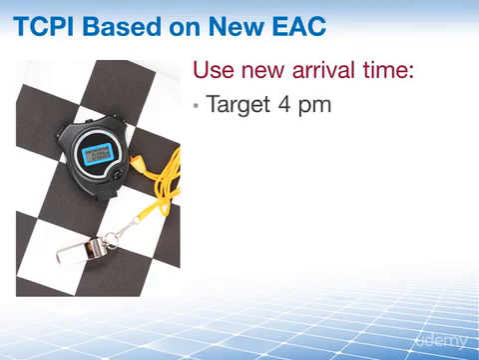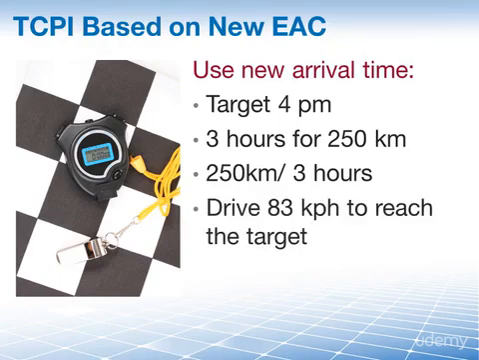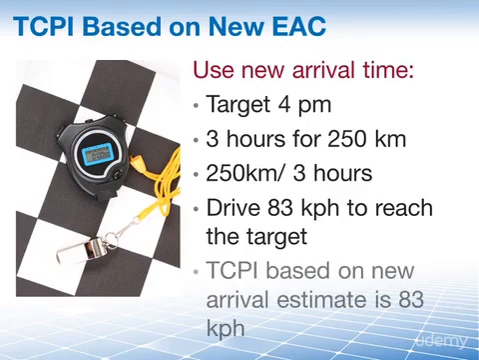So your calculation now looks like this. You're targeting a 4 o'clock arrival. This means you now have 3 hours left to cover the remaining 250 kilometers. In other words, you must drive 250 kilometers in 3 hours. And if you calculate this correctly, it means you have to drive 83 kilometers per hour for the next 3 hours in order to reach your target. And that, of course, means your TCPI based on the new arrival estimate is 83 kilometers per hour.